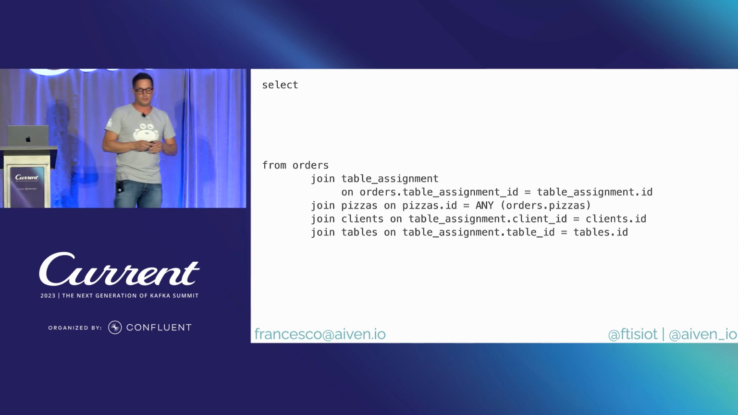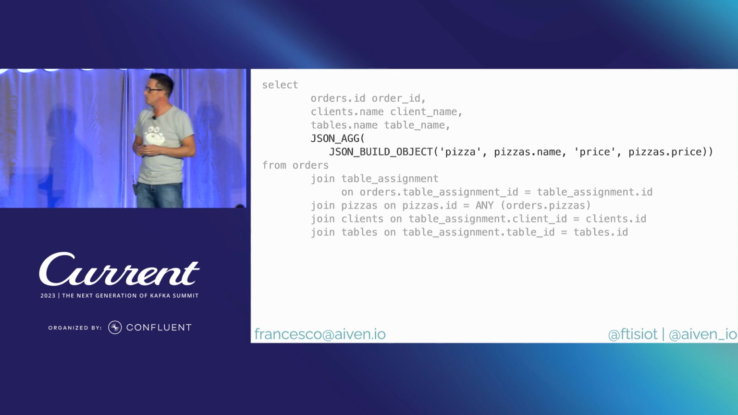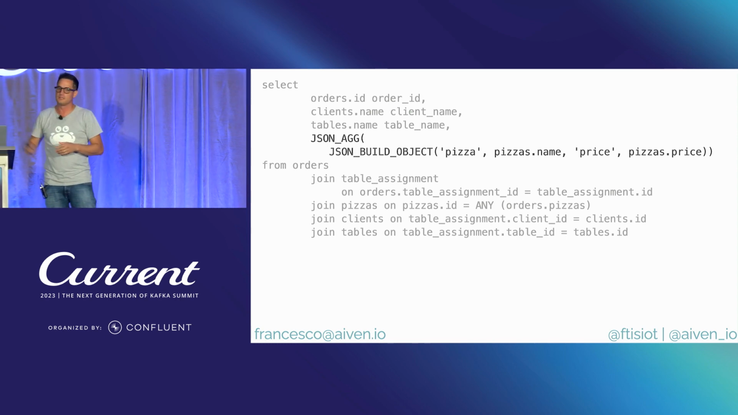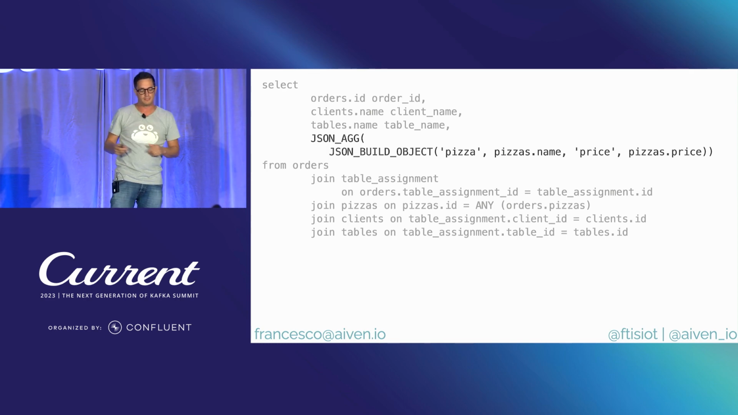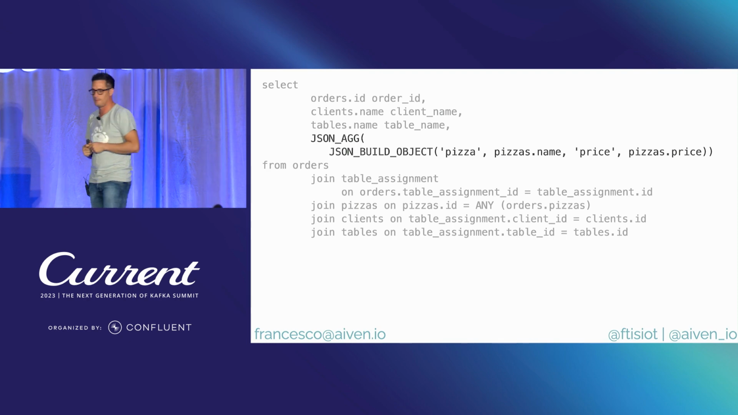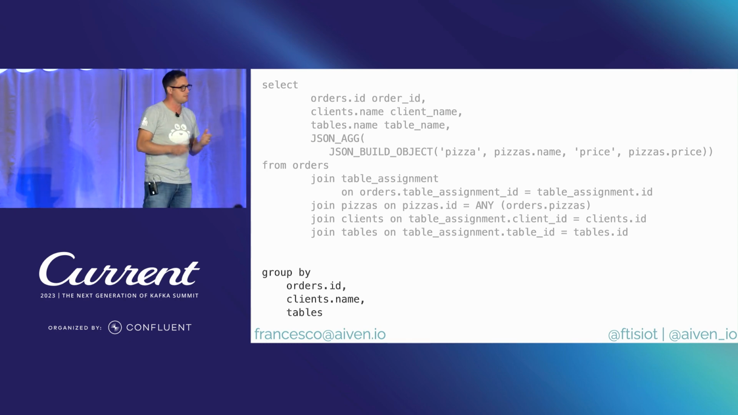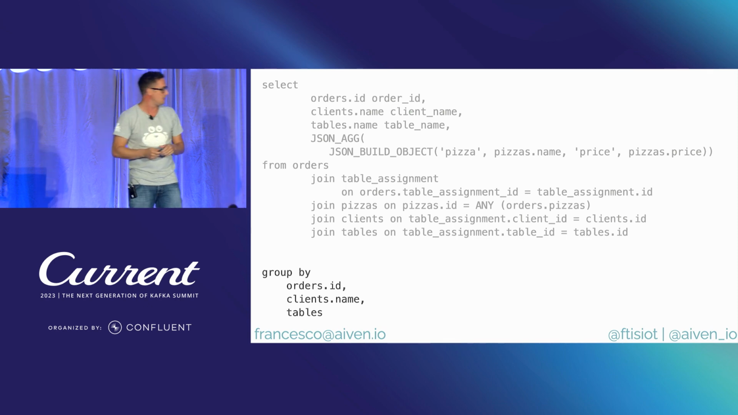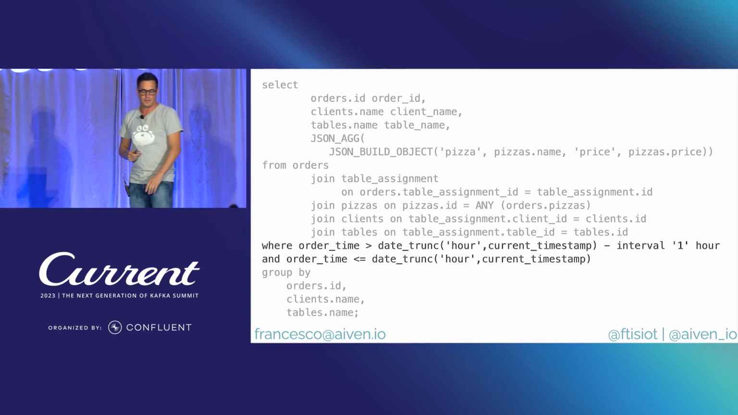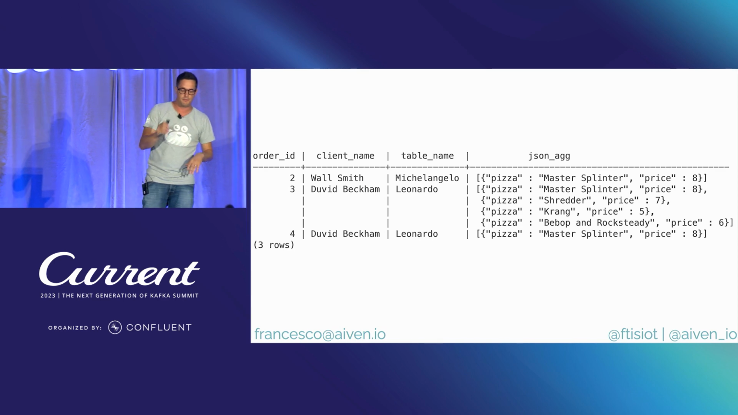Now that we resolve all the joins, it's time to select, for example, the order ID, the client name, the table's name, and then just for the sake of the example, we are using some JSON functions in order to build an object that contains the pizza name and the pizza price, and then aggregating that at order level. The group by allows us to aggregate, and the last thing that the SQL will do is filter for the data appearing in the previous hour. Since we run this ETL every hour, we are willing to move only the data appearing in the source system the previous hour. So we apply a filter like that. The outcome is what we expect. It's exactly what we said before with the order ID, client name, table name, and the list of pizzas.